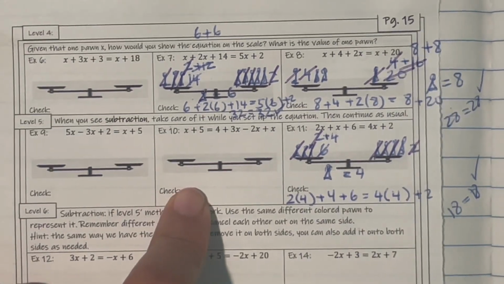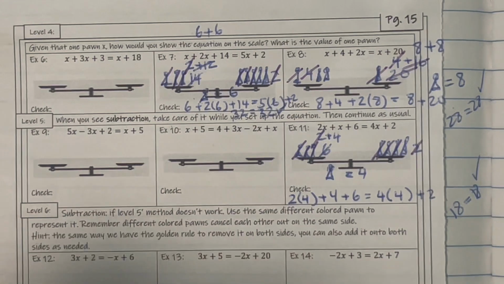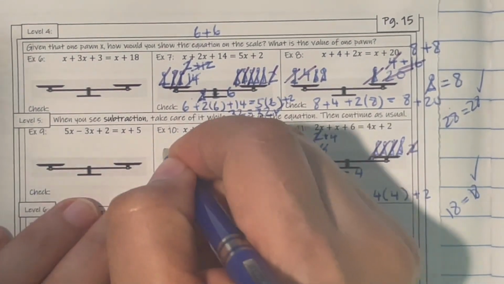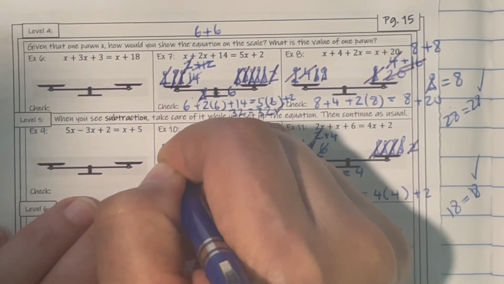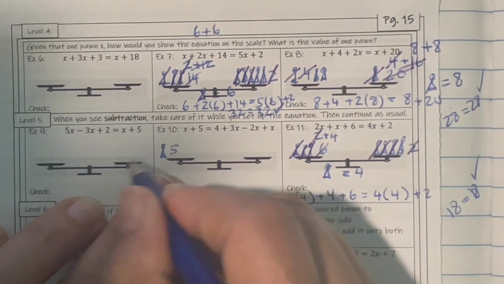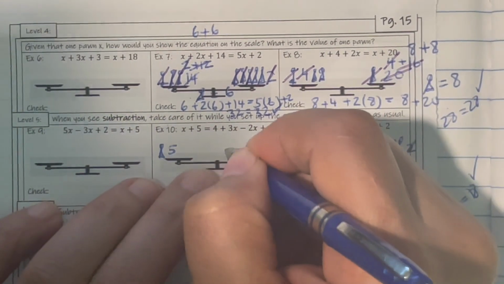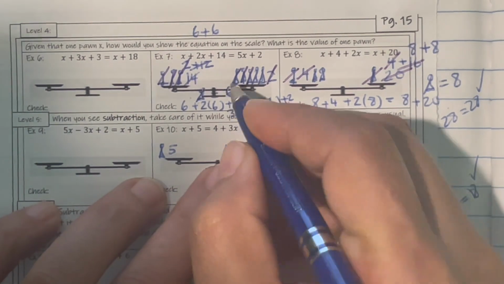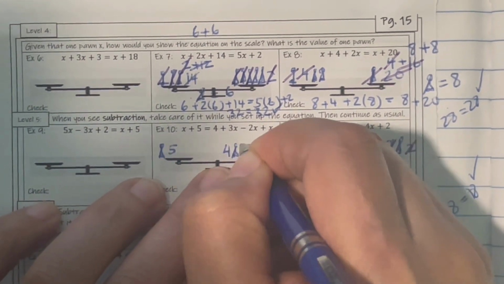All right, go ahead and do another example. Good, there's a subtraction one in here. So we have a pawn and a 5 on that side. And then on this side, we have a 4 and 3 positive pawns.